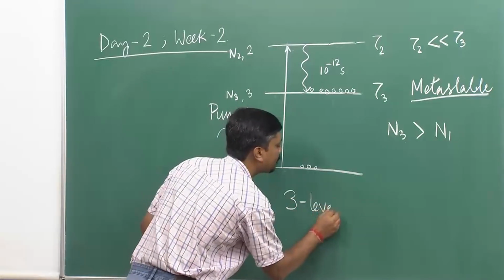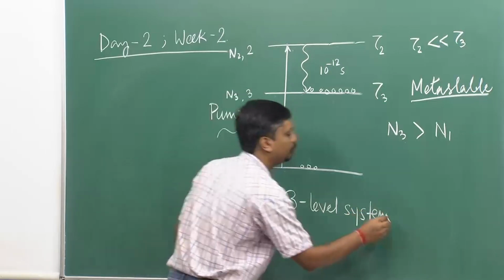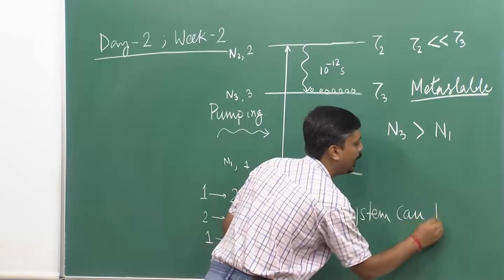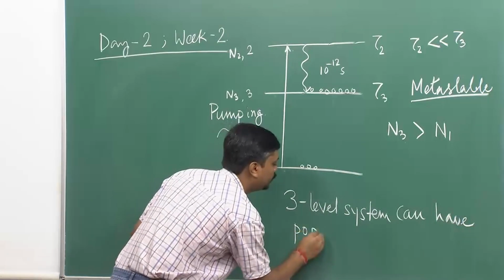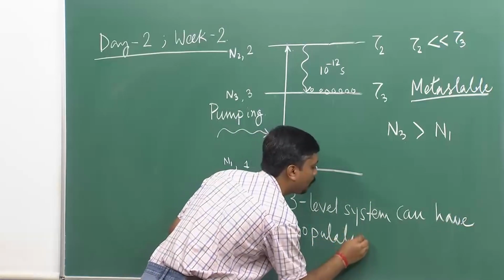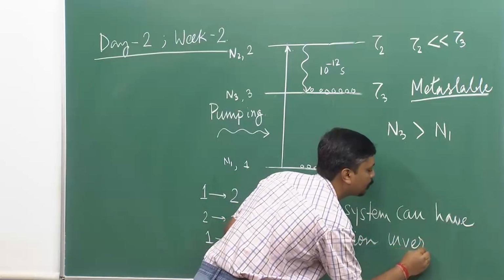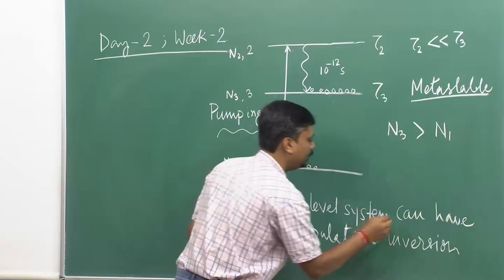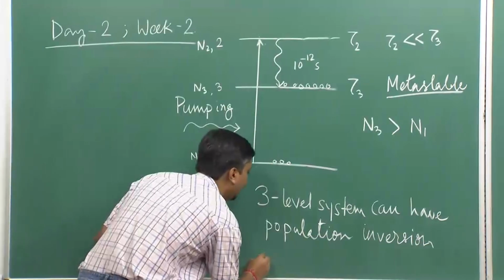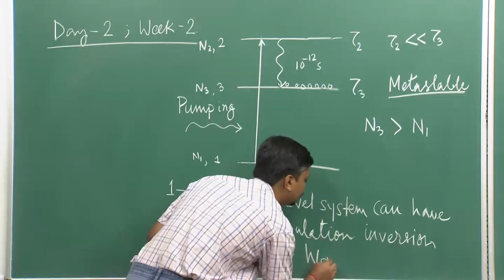A three-level system can have population inversion, right. So that means it can work as a laser.